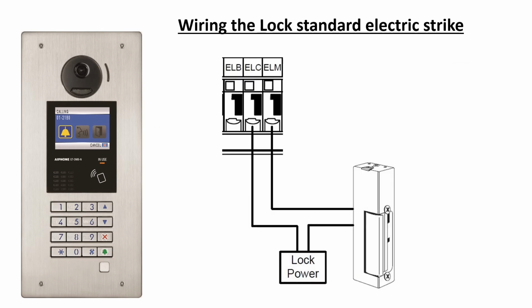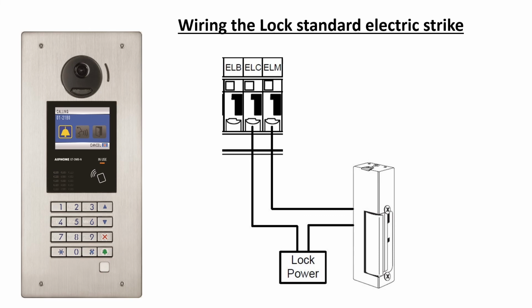Okay, let's hook up a standard electric strike. We're going to use 2 connectors on the back of the entry panel, the ELC and the ELM. First, we'll take the ELM and run a wire from it to your electronic door strike. Now, from the other side of your electronic door strike, go to the power supply for the strike. Please use a third-party power supply. Do not share power with the Aiphone system. The other side of your power supply goes to ELC.